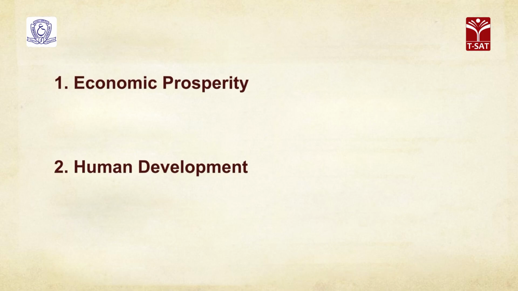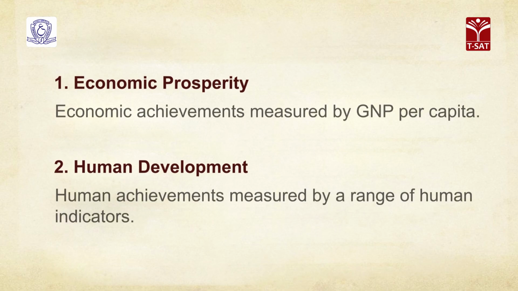An important contrast is thus between economic prosperity and human development, between economic achievements measured by GNP per capita and human achievements measured by a range of human indicators. Although there is a weak correlation between the two, the data shows that many developing countries do poorly on many social and human rights indicators in spite of achieving reasonable rates of economic growth, and vice versa. Countries can make significant progress in human development even with slow economic growth.